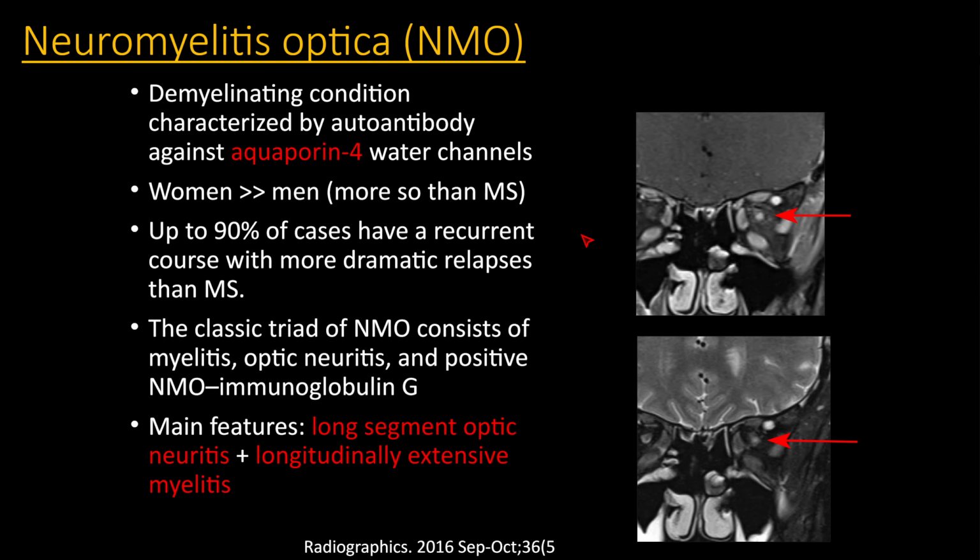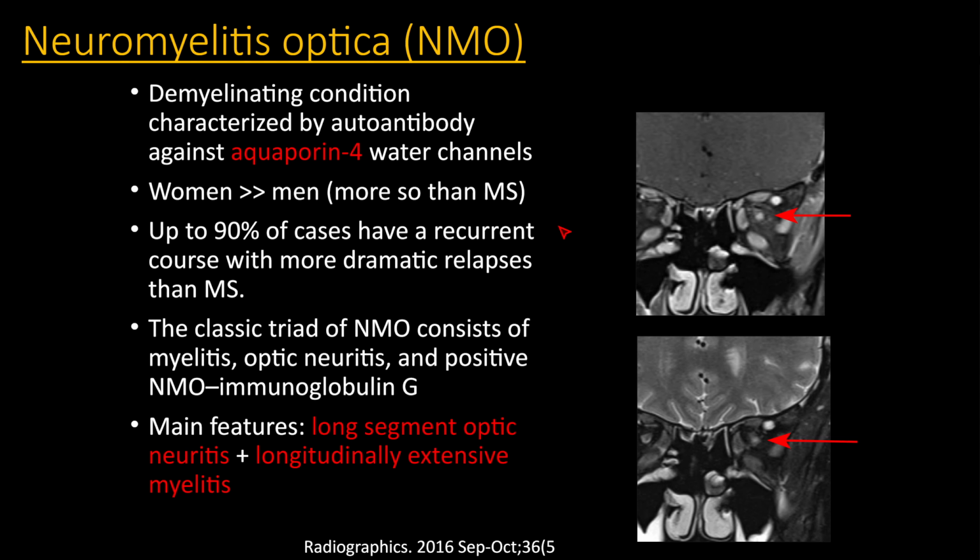Next, we'll talk about neuromyelitis optica, as well as neuromyelitis optica spectrum disorders. This is also among the demyelinating conditions, similar to MS, and unlike MS, it is characterized by an antibody against the aquaporin-4 water channel that happens to be in the central nervous system, typically surrounding the ependyma.